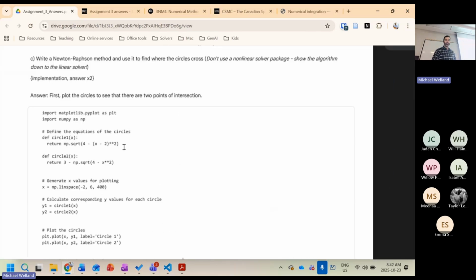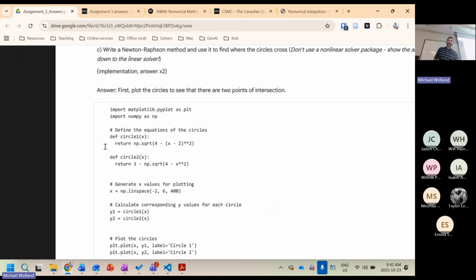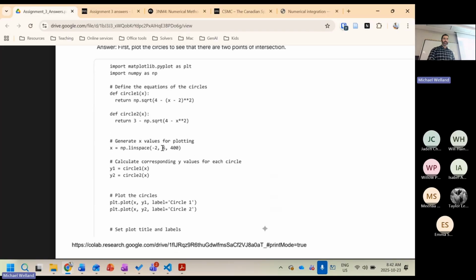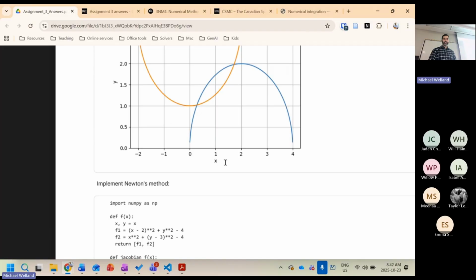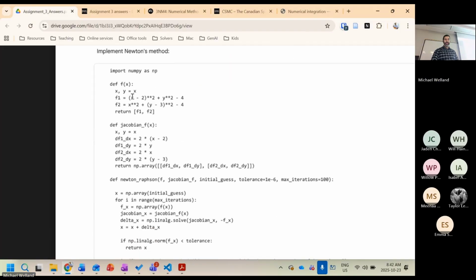I asked you to actually program this because I want to hammer home where the linear system is coming in, because Newton-Raphson is frankly all over the place. So you've got 2 functions, circle 1 and circle 2. You generate your linear space for plotting. Looks fine. You define your total function, which is a vector function with vector input.